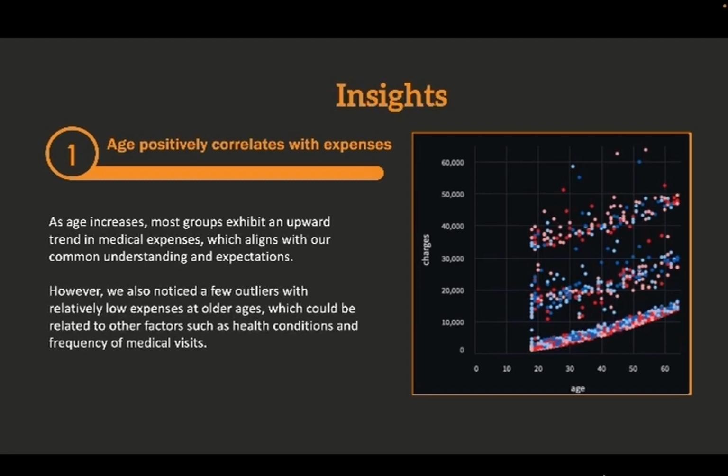First of all, we can see that age positively correlates with expenses. Healthcare charges are relatively low for the younger generation and increase more steeply past a certain age, suggesting a higher medical cost as people grow older. However, we also notice some outliers with relatively low expense at older ages, which could be related to other factors such as health condition and frequency of medical visits.